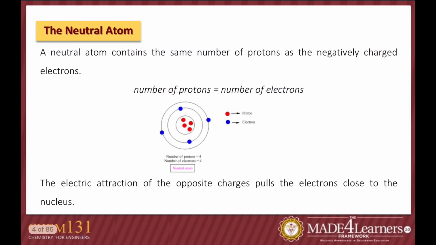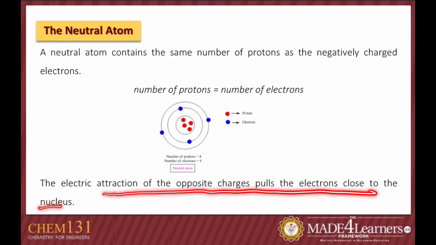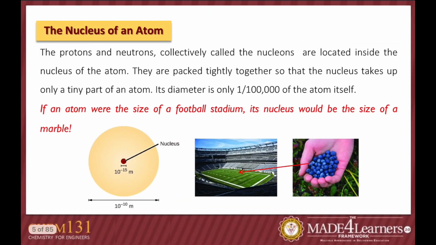Now, a neutral atom contains the same number of protons as the negatively charged electrons. So we have already discussed this in the previous lesson, right? If it becomes charged, it's called an ion. So it's a neutral atom. The number of protons and the number of electrons are equal. So the electric attraction of the opposite charges pulls the electrons close to the nucleus. Right? So positive or negative, there is attraction between them.